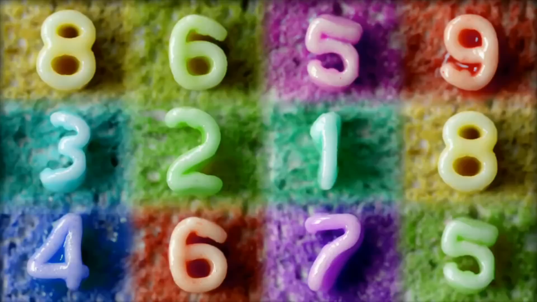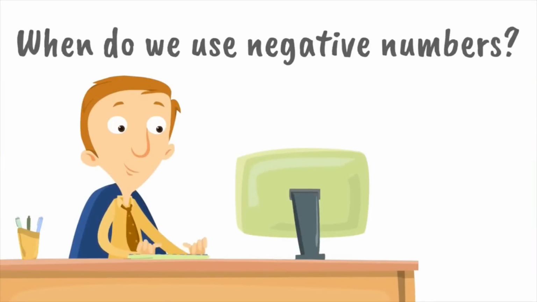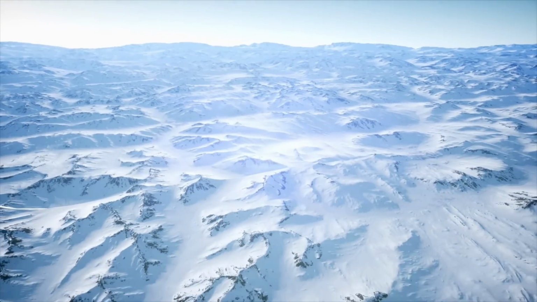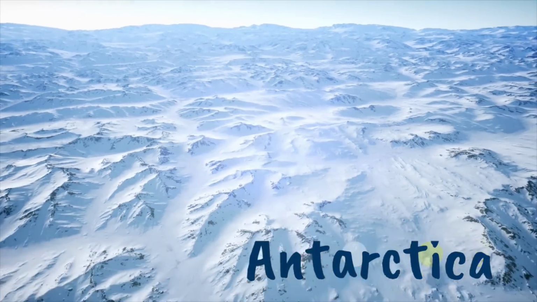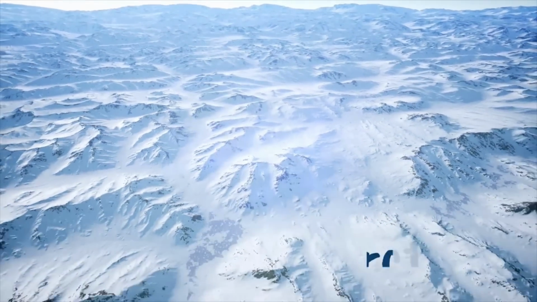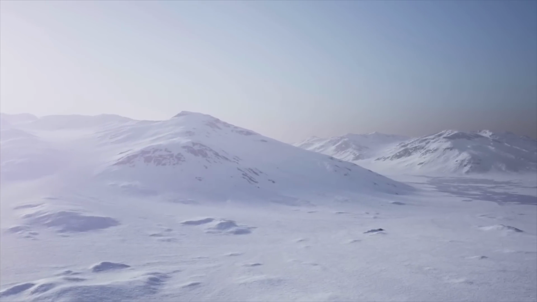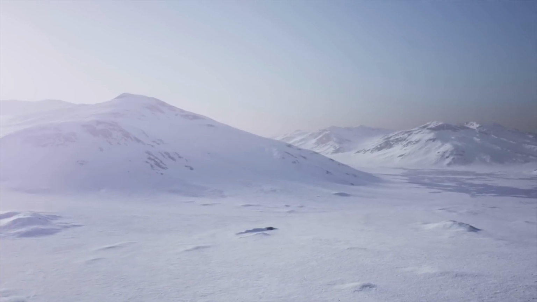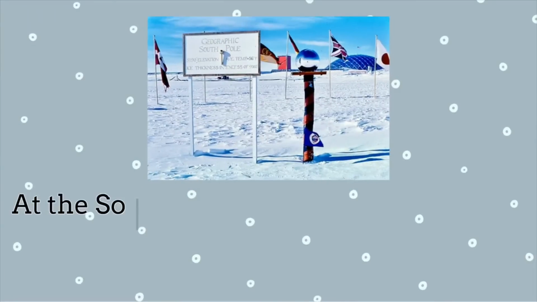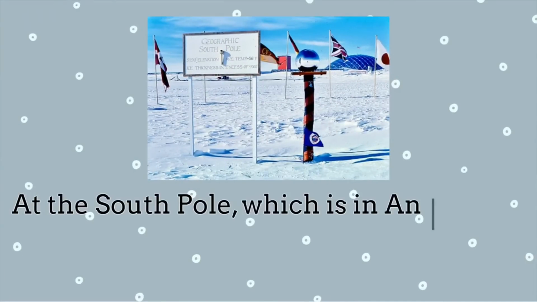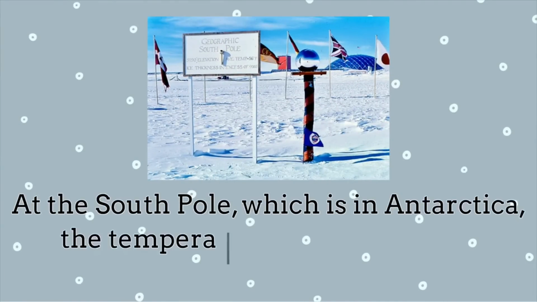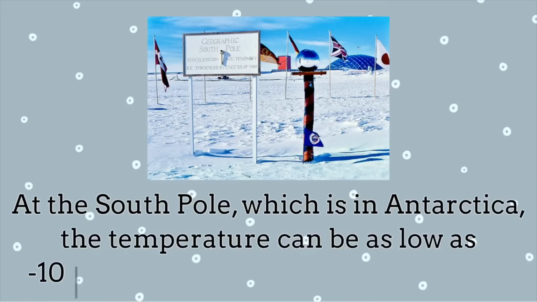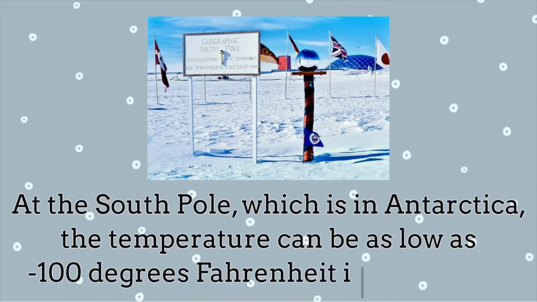Hey, we use positive numbers a lot, right? We see them all around us, but when do we use negative numbers? Numbers that are less than 0. Check this out. This is footage from Antarctica, the 5th largest continent in the world. What do you think the temperatures are like there? Yeah, super cold. At the South Pole, which is in Antarctica, the temperature can be as low as negative 100 degrees Fahrenheit in the winter.